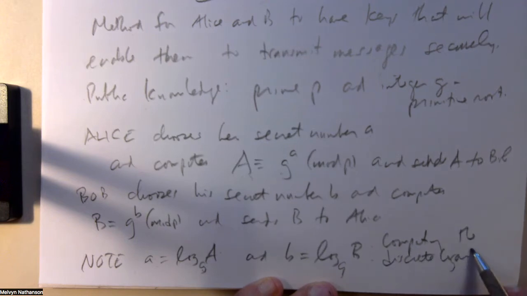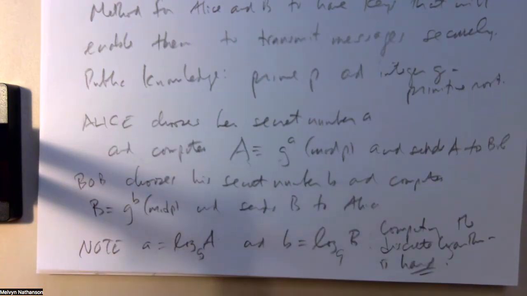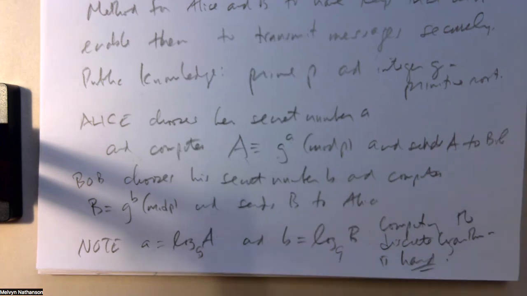The problem is, for Eve, computing the discrete logarithm is hard. No one has an efficient algorithm to do it. If you pick a large prime P and a large primitive root G, this is a problem that can be done in a finite amount of time on any computer, but the amount of time might be 100 million years. And it doesn't do you any good to say in 100 million years, I can decipher your message.